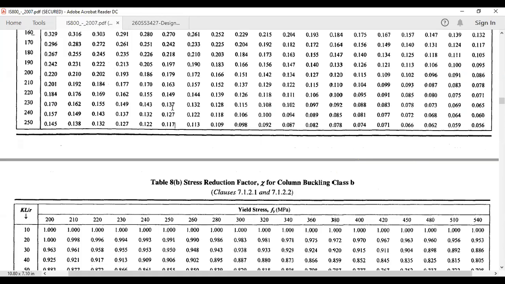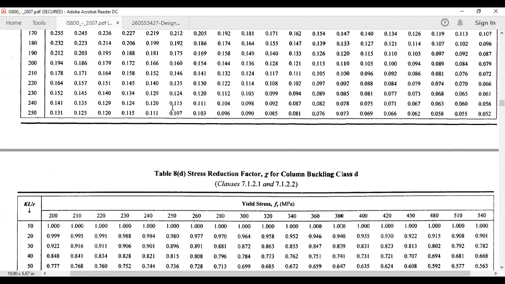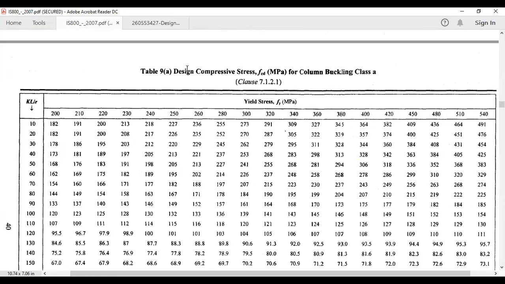Okay, so this is stress reduction factor calculation from the tables. In case you go for table 9, this will directly give you the design compressive stress FCD. So here we'll be dealing with two things again. One is KL by R and another is the yield stress.